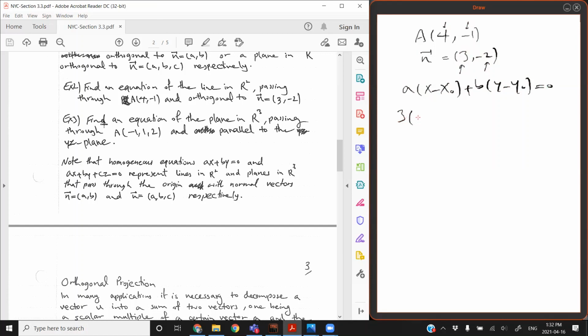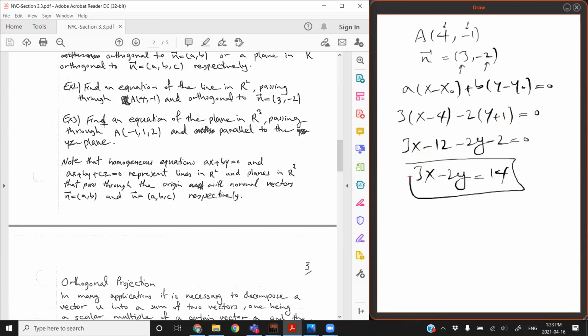I get 3 times (x minus 4) plus b, in this case b is minus 2, times (y minus, I replace y0 with minus 1, so I get minus 1). Yes, minus minus 1 is going to be plus 1. That's it. I can expand this. I get 3x minus 12 minus 2y minus 2 is equal 0. And 3x minus 2y is equal, I get 14. So you all know that this is a line from R2, right?